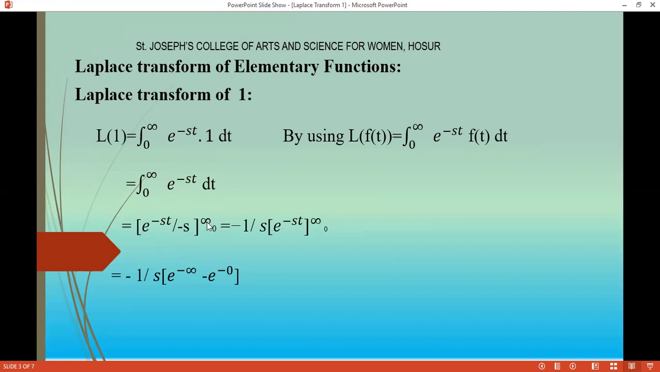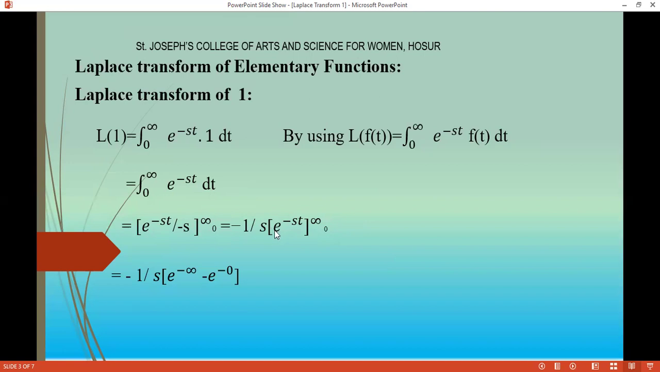The limit is from 0 to infinity. Here we are integrating with respect to t, so s is constant. So I am taking minus 1 by s outside the bracket. We are going to substitute the limits only for t. This term is not having t, so I'm not going to substitute the limit there. It is a constant, so I'm taking it outside the bracket.